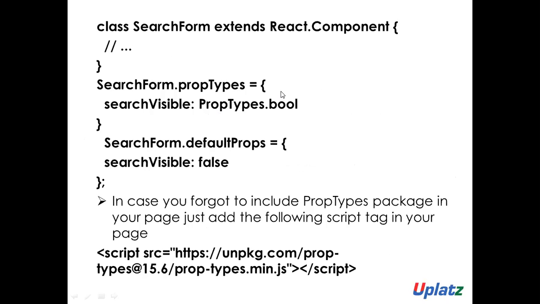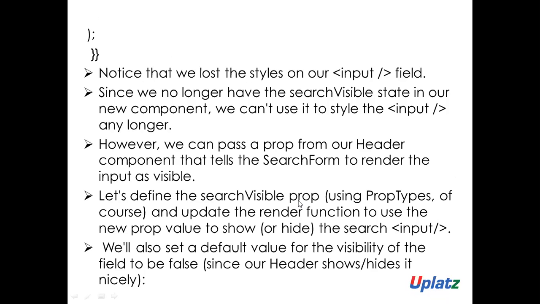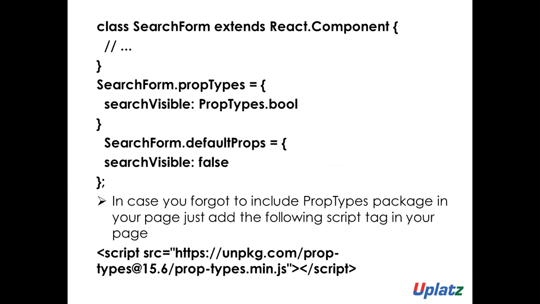In order to make that searchVisible prop work, apart from that we don't have the style, right? So I need to use propTypes, and then I need to update my render function to use the new prop value to show or hide the input field. So for that, I have the search form, and inside I have used propTypes. True or false, right? So I'm using PropTypes.bool. So this is the boolean. searchVisible is made a boolean. Inside the defaultProps, I have set it as false.